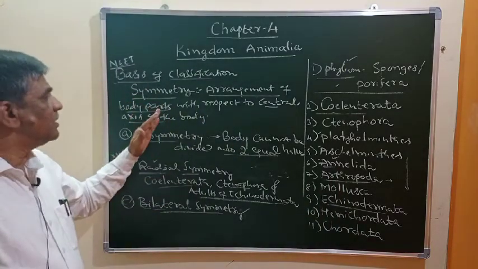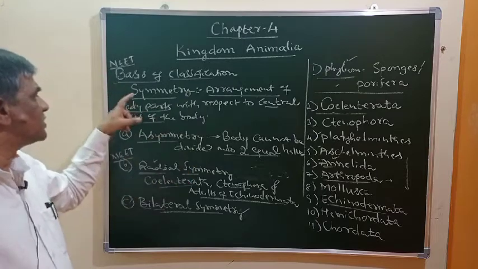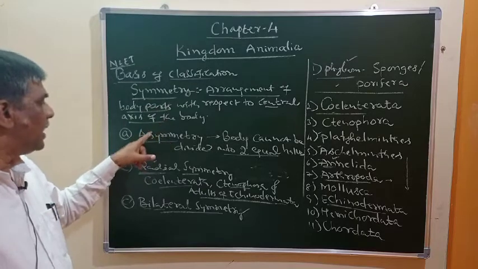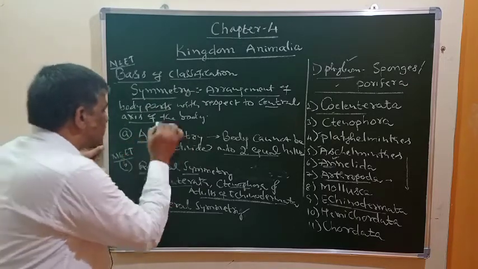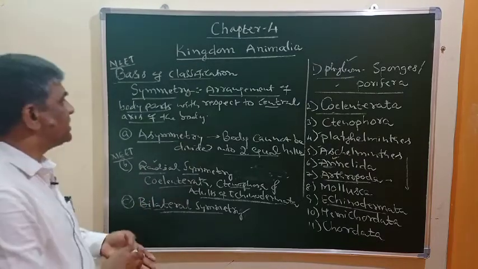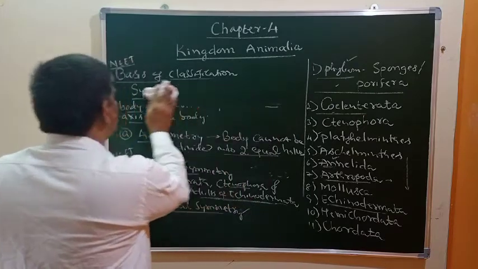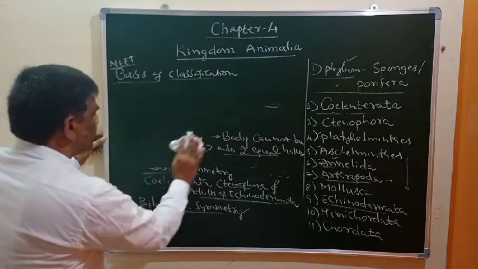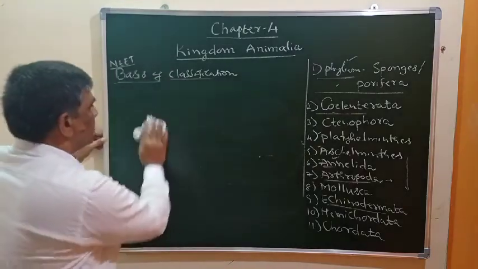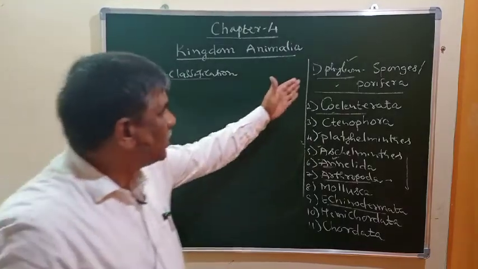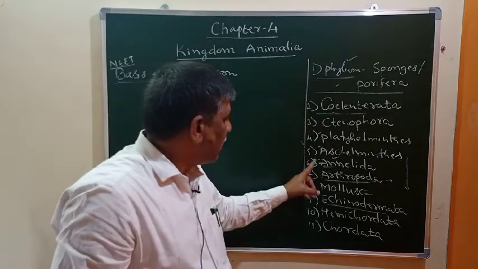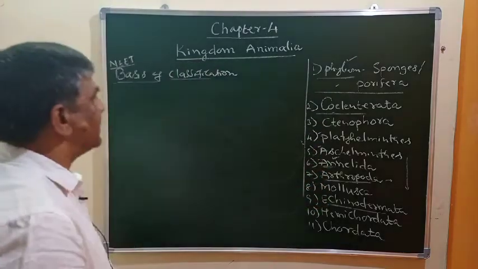So like this we can understand the arrangement of various body parts. Symmetry is nothing but the arrangement of body parts with respect to the central axis of the body, and it can be divided into three different types: asymmetry, radial symmetry, and bilateral symmetry. So this is another basis for classification of kingdom Animalia into different phyla. Some animals have asymmetry, some have radial symmetry, and the remaining animals are all bilateral symmetric.